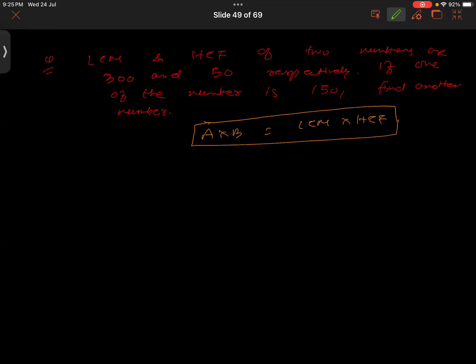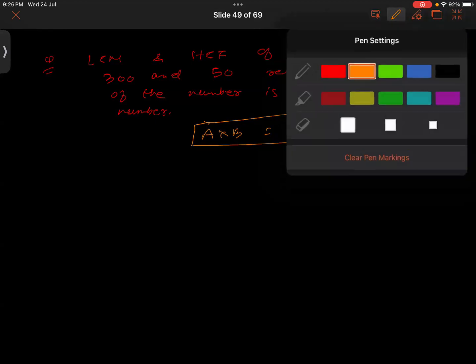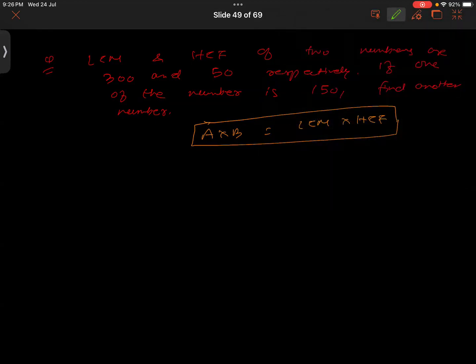Sir, I got the other number 600. Okay, I don't think the answer you're getting is correct, Habib. The reason is, when you put the given values, what is the LCM given? LCM is 300, and HCF is 50. One of the numbers is 150, so let's take it to be A is 150. B we don't know. When you obtain the product of 300 and 50, it would be 15,000, isn't it?